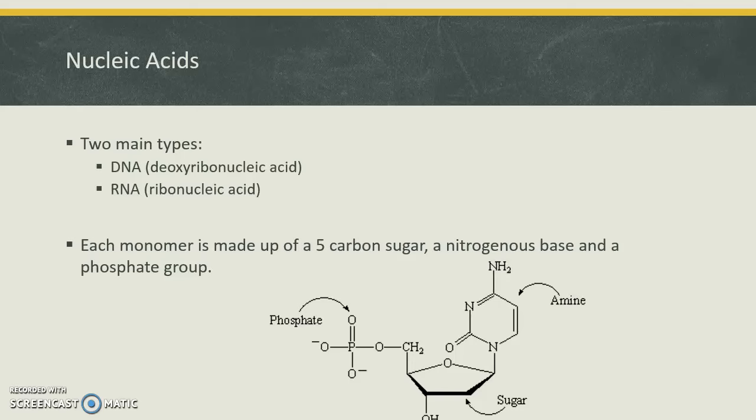But every monomer of all nucleic acids is made up of a 5-carbon sugar. In the case of DNA, it's deoxyribose. In RNA, it's ribose. So you have that sugar right here. Attached to the sugar, we have a nitrogenous base. So this is an amine. Remember, an amine is anything that has this NH2 functional group up there. But we call this a nitrogenous base. There are 4 different bases. The sequence of those bases makes up the DNA sequence. And then we have our trusty phosphate group, which we also learned about.